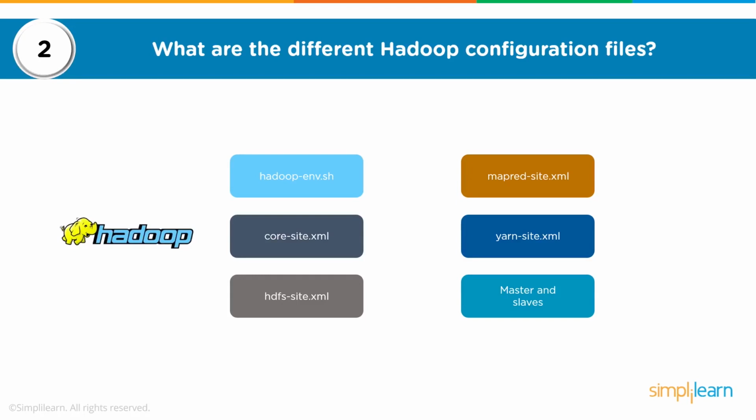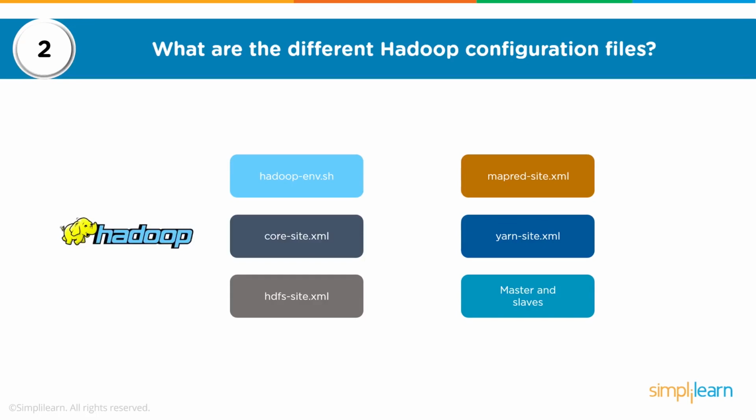You also have masters and slaves. Now these might be deprecated in a vendor specific distribution, and in fact you would have a yarn-site file, which is based on the YARN processing framework introduced in Hadoop version 2, and this would have all your resource allocation, resource manager and node manager related properties.